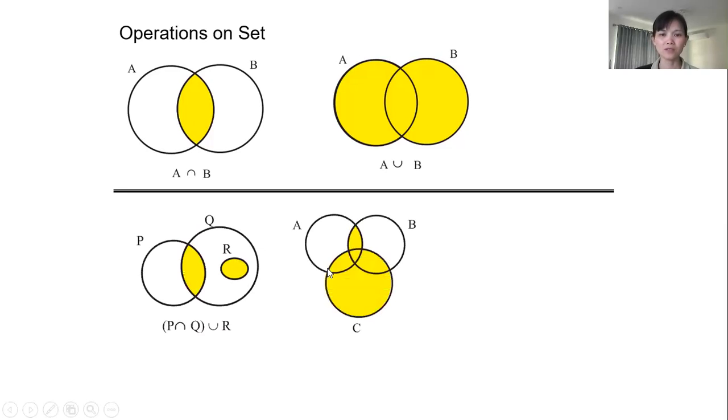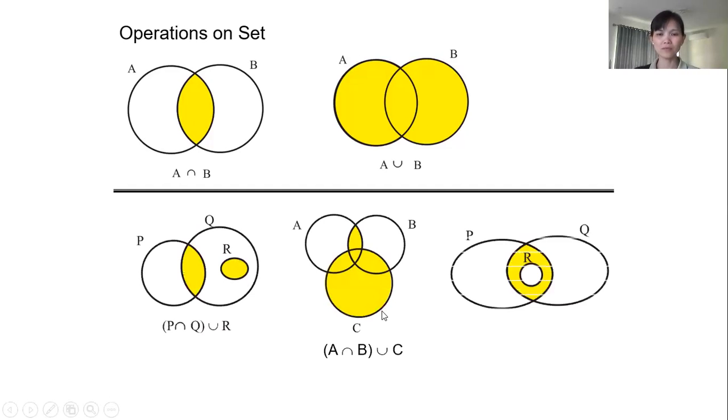This one, A intersect B, we will get the intersection here, and then union C, the whole C. Make sure that you can show all the regions like this. Now P intersect Q is this one, but intersect with R prime. R prime is outside R, so it cannot include R. So the shaded region is here.